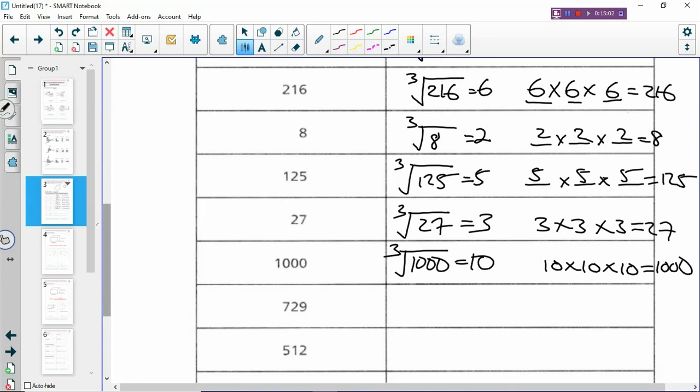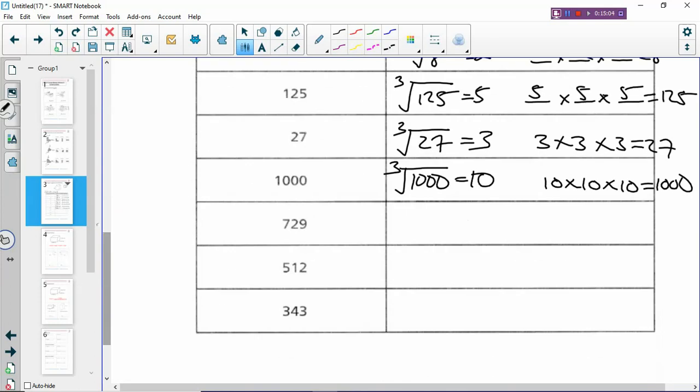And then how about 729? You find the cubic root of 729, and that will give you 9, because 9 times 9 times 9 will give you 729. So that is how you find one side of the cube, which is very important, because in volume questions you may need to find one side of the cube.